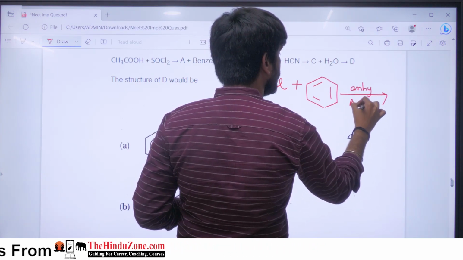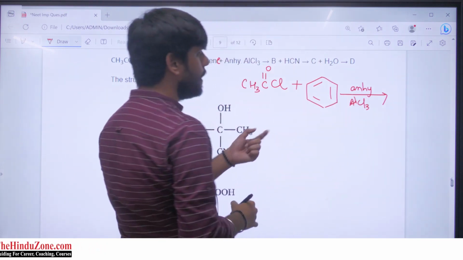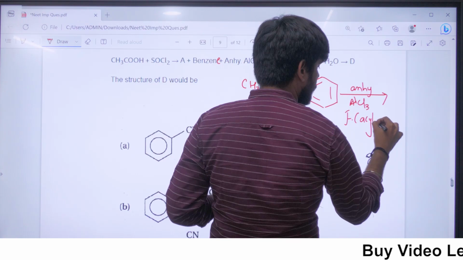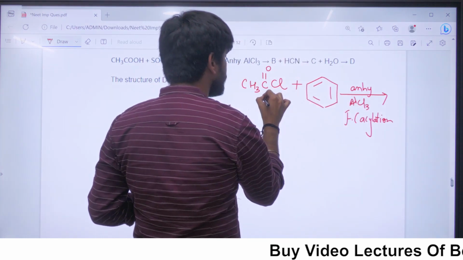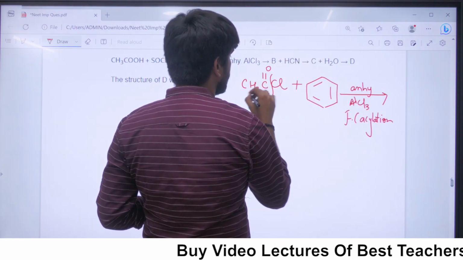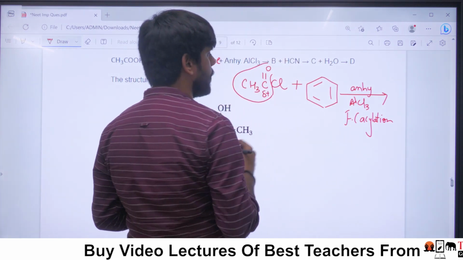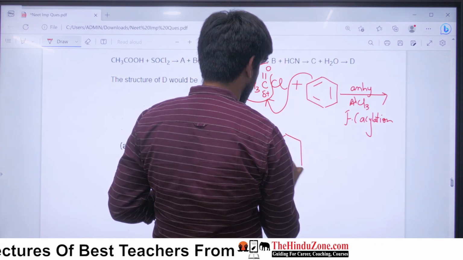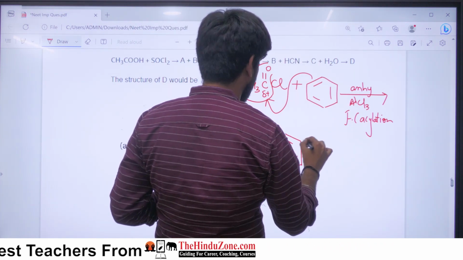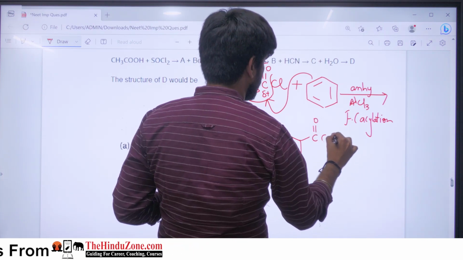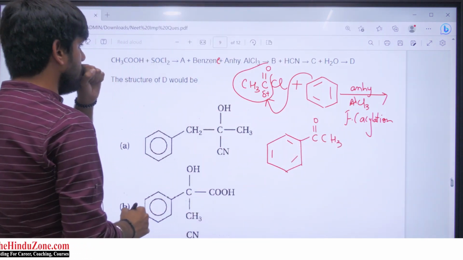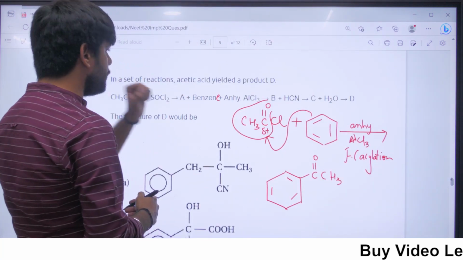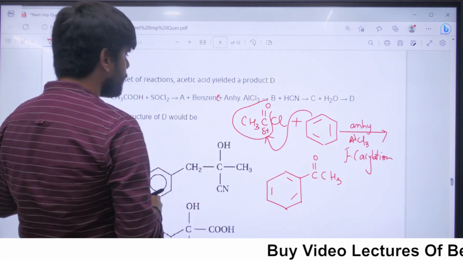If you see carefully, this reaction is basically Friedel-Crafts acylation, because this acyl group is your electrophile over here. So this will attack on this carbon, and what I have is something like this, C double bond O CH3. So this is your acetophenone. So B is acetophenone.